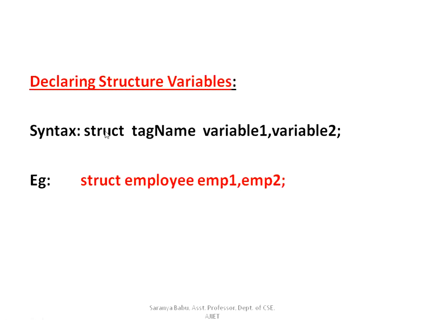So understood? When you are declaring the structure variable, you start with the keyword struct followed by the tag name. So what is the tag name? Tag name is nothing else but employee, the same thing we gave in the previous slide which I explained. Variable 1 is EMP1, variable 2 is EMP2. Is it clear? So this is declaring a structure. Understood? This is declaring a structure.